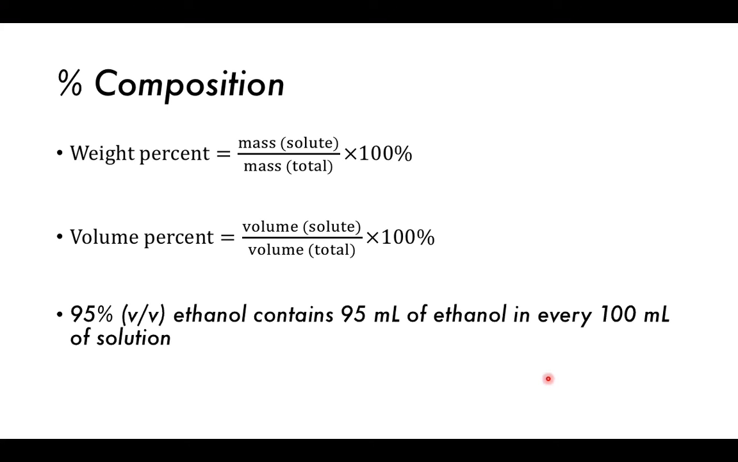Then we can look at this ethanol solution, which is 95% volume by volume ethanol. So that means that for every 100 milliliters of solution, there will be 95 milliliters of ethanol.